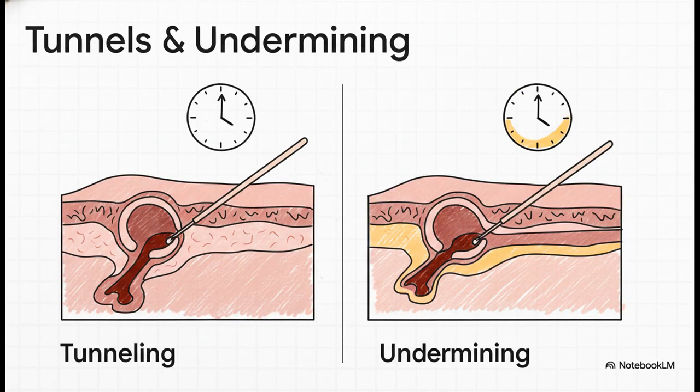Now, get this, wounds aren't always just these simple little craters. Sometimes they have hidden depths. Tunneling is when there's a narrow channel, kind of like a little tunnel, going out from the main wound. Undermining is when the edges have lifted away from the tissue underneath, creating this kind of lip. And guess what? We use that same clock analogy to describe them. A tunnel might be 2 centimeters deep at the 7 o'clock position, and undermining might go from 8 o'clock to 11 o'clock. Documenting this is absolutely critical because this hidden dead space is a prime spot for abscesses to form.